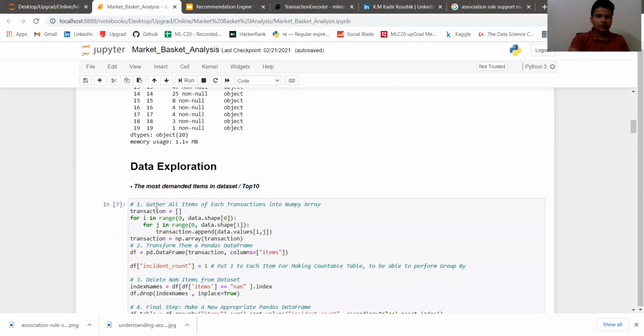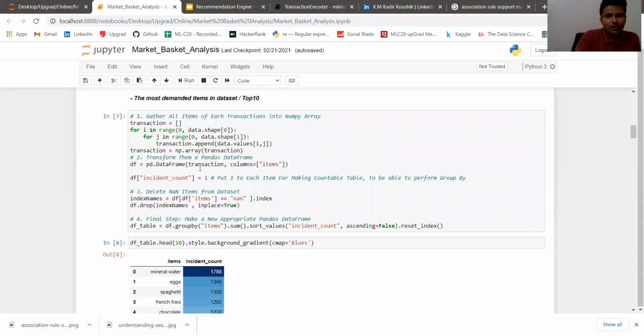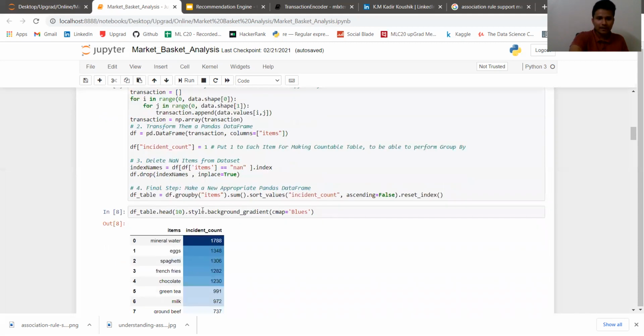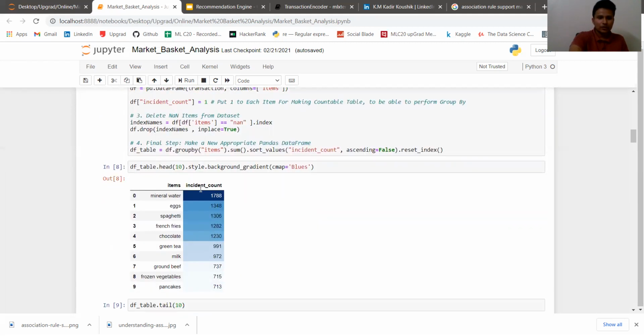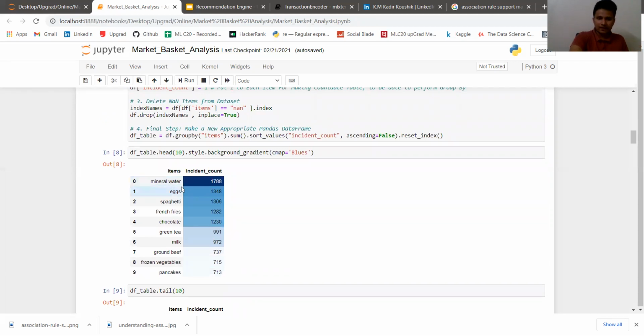So let's move forward to the data exploration part. We want to find out the top 10 most frequently purchased products. For that, we have used some basic for loop, as you can see. We also want to count the frequency of how often the products are purchased, and sort by the counts. So we see that mineral water is most purchased, then eggs, then spaghetti, and so on.